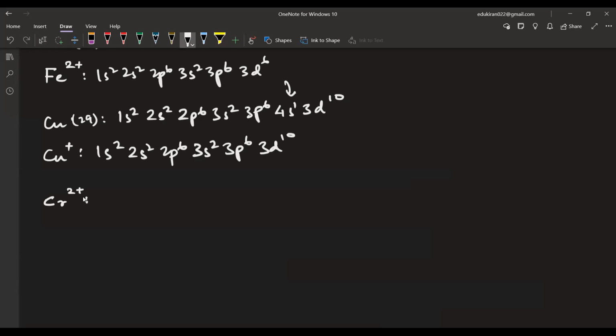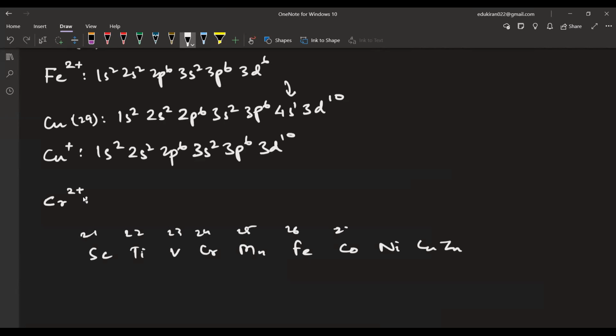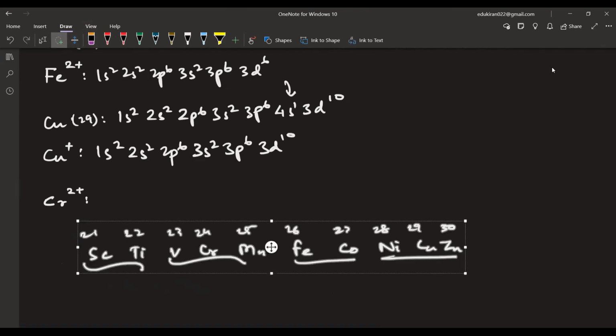You can remember it like this: Sakti Vikraman, Fekon Ikuzen. Start with 21, 22, 23, 24, 25, 26, 27, 28, 29, 30. Sakti Vikraman, Fekon Ikuzen.